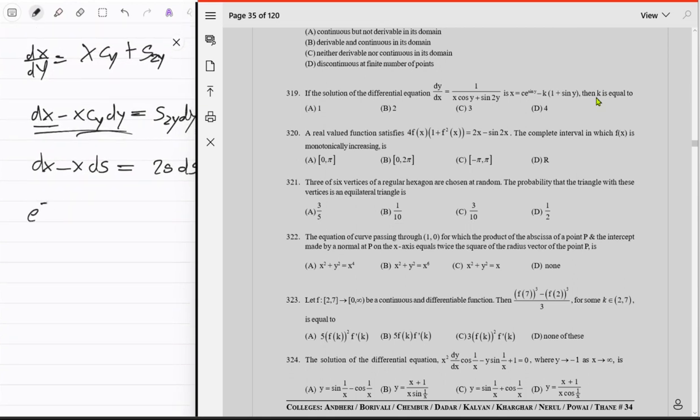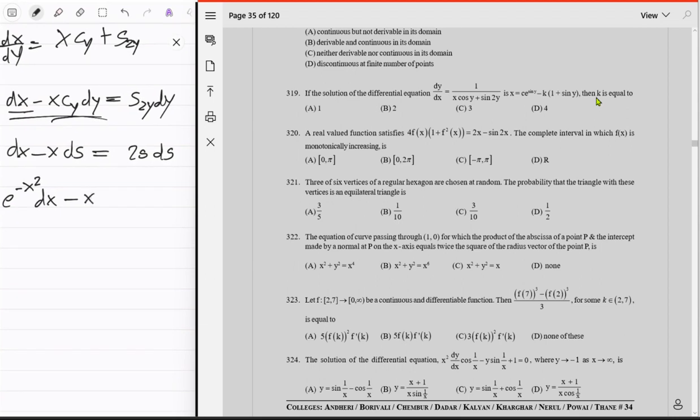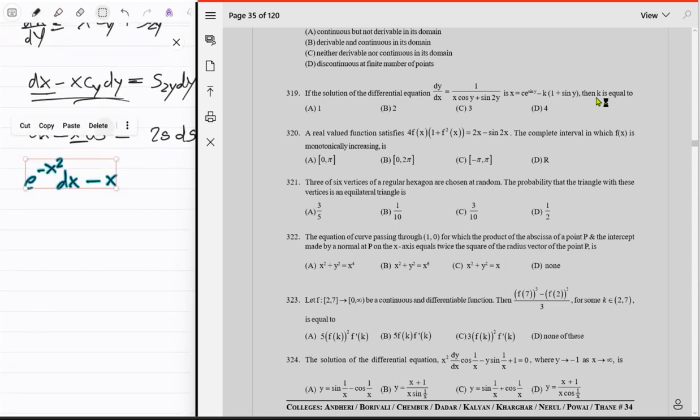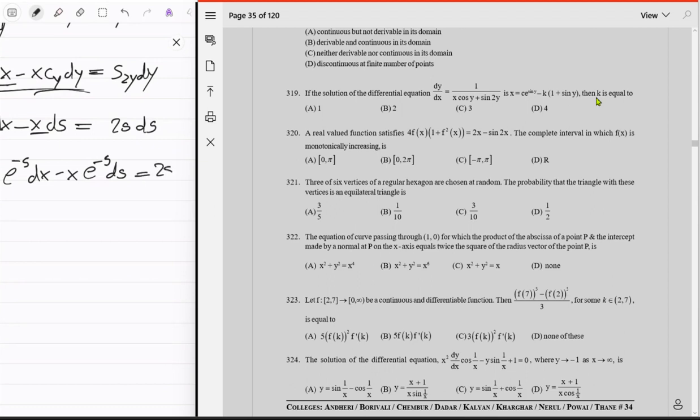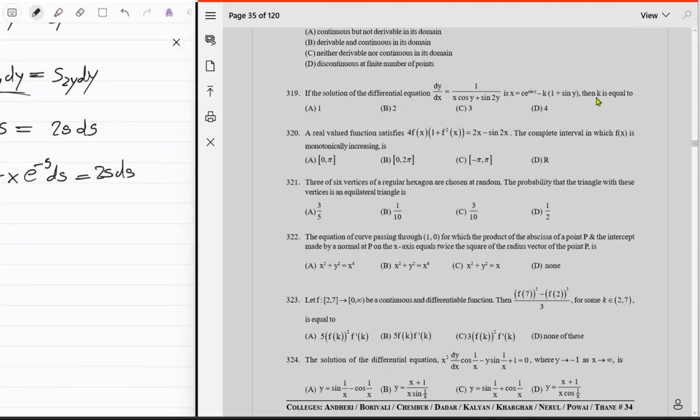So it's like e power negative x square dx minus, wait, why is this x here again? That's not supposed to be there. Not okay, not okay. Sorry. It's e power negative s. Yes, okay, that should be the thing. I will have to do this so many times. e power negative s and then dx minus x e power negative s ds. Yeah, that explains it. It's just 2s ds e power negative s.